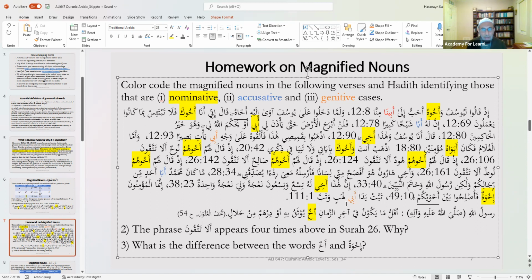Tabbat Yada Abi Lahabin. For example, if it was Kala, it would be Abu Lahabin. But Yada Abi Lahabin, because it is Mudaf ilayh, it is Abi Lahabin. So again, this is also quite tricky. Most of you got it correctly, but keep in mind that this Abi doesn't mean my father.